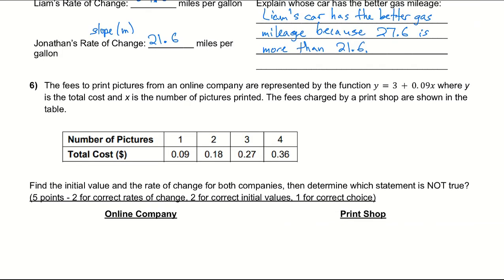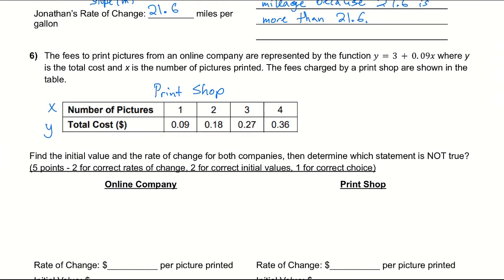The fees to print pictures from an online company are represented by the function y equals 3 plus 0.09x, where y is the total cost and x is the number of pictures. So I'm actually going to call this y and this x. The fees charged by a print shop are shown in the table. I'm also going to say that this is the print shop. It also says online company. The online company is here, right?